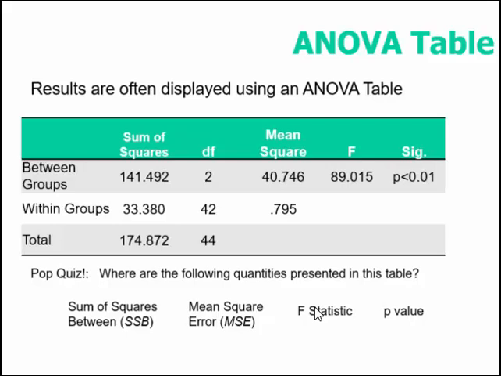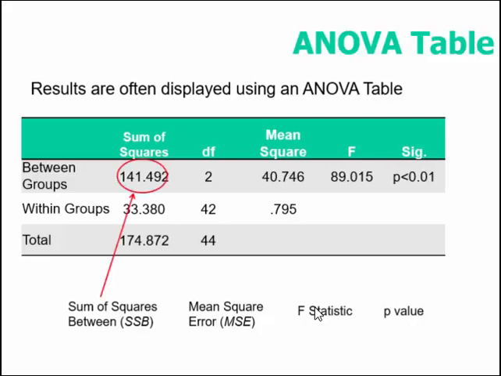So the only thing you have to know is like this. What is the value of sum of square? You got the notes, right? 141. What is the mean square error? 0.795. What is the F value? 89. What is the P value? Less than 0.01. That's it. So that is the only thing that you're supposed to know about ANOVA.